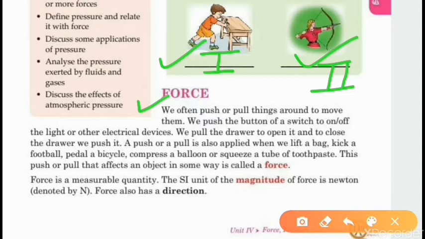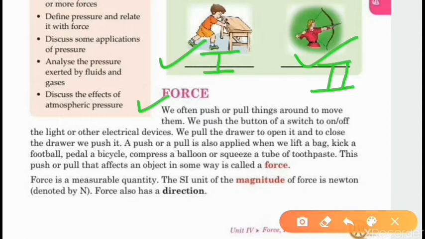If we want to open the drawer, what do we do? We apply a pull force to open it, and to close the drawer, we apply the push force. This is a simple example in our day-to-day life at home, where we use push and pull force to open and close the door. A push or a pull is also applied when we lift a bag, kick a football, pedal a bicycle, compress a balloon, or squeeze a tube of toothpaste.